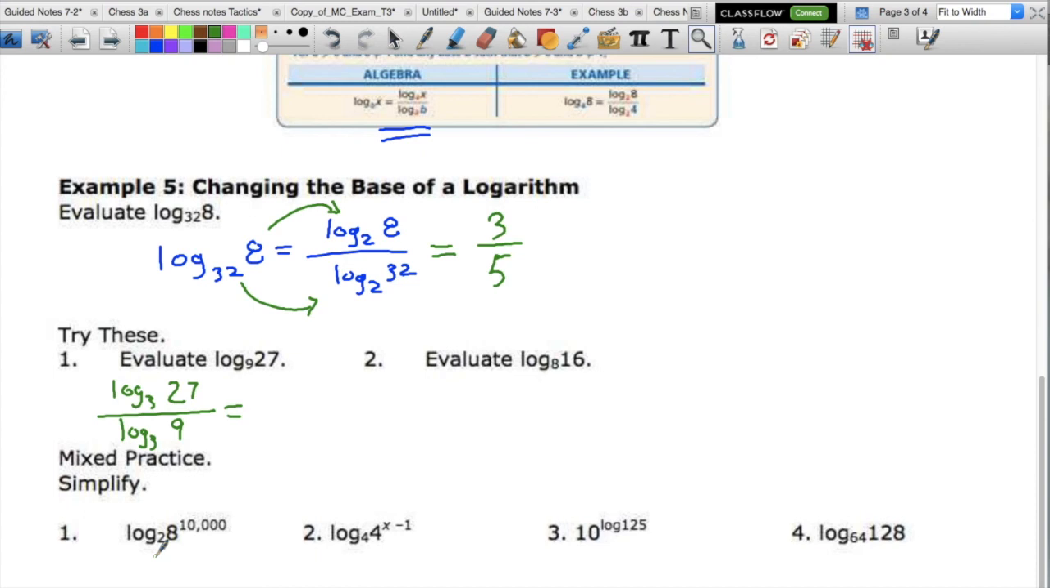Did you choose 27 to go on top because it's farther? The way I remember it, and you don't have to remember this exactly, is I see it higher on the page, and I remember it goes on top. See, the 9 is a subscript, so I remember it goes on the bottom.